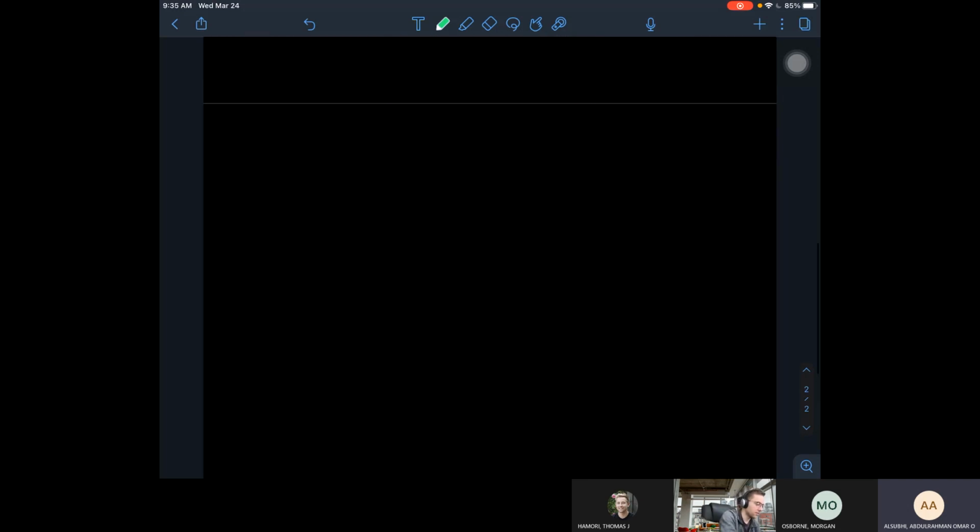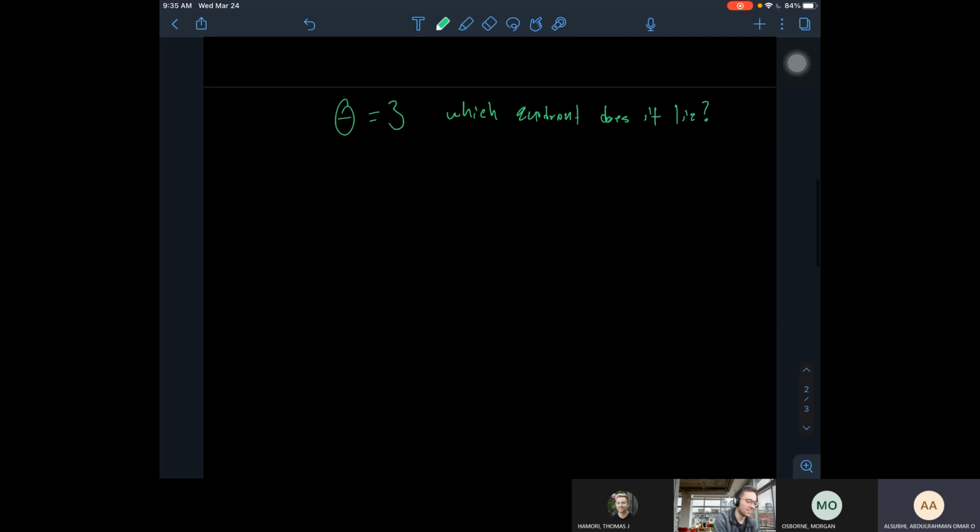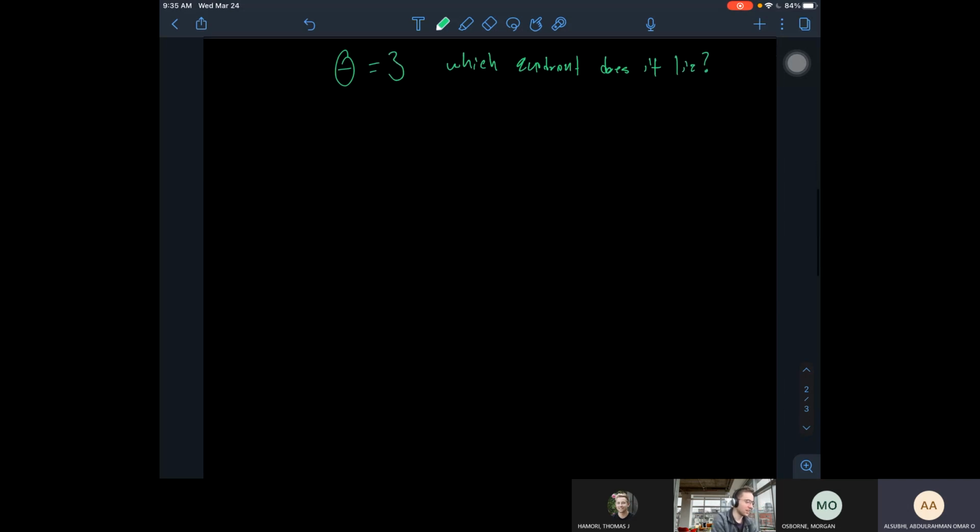No worries. Question is, if theta is equal to 3, then theta lies in which quadrant? If theta equals 3, I'm guessing this is radians. In which quadrant does it lie?